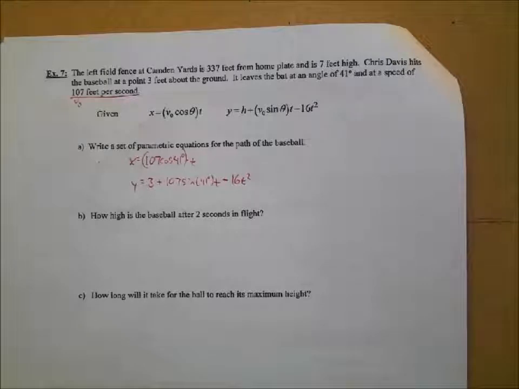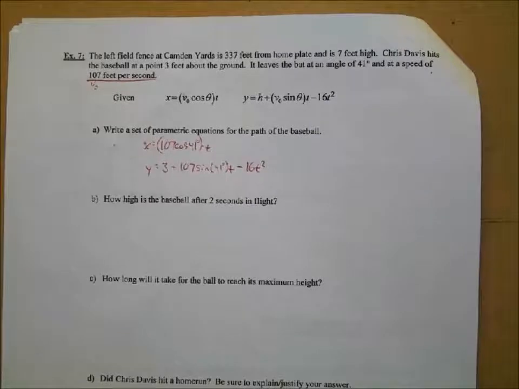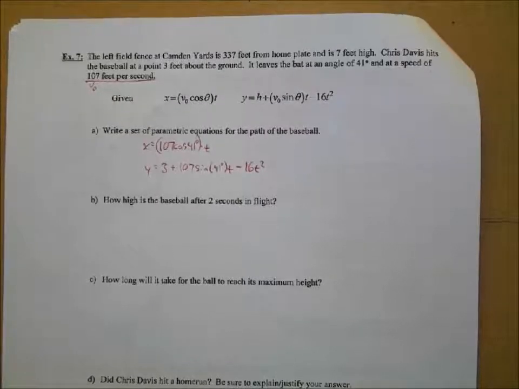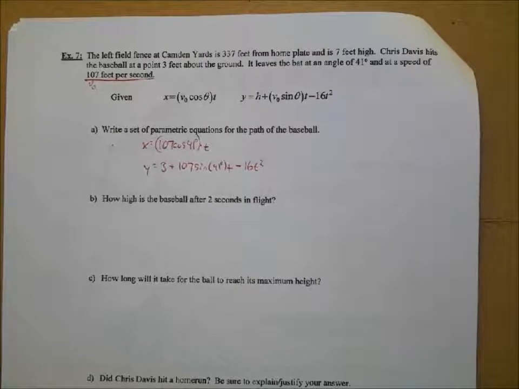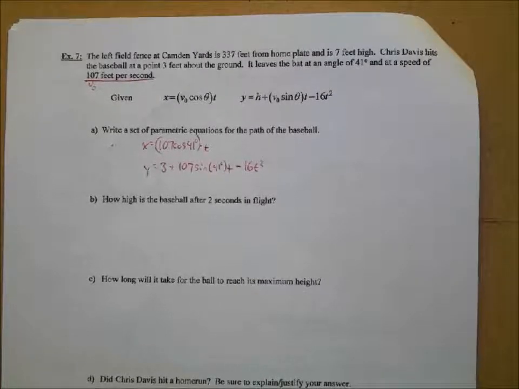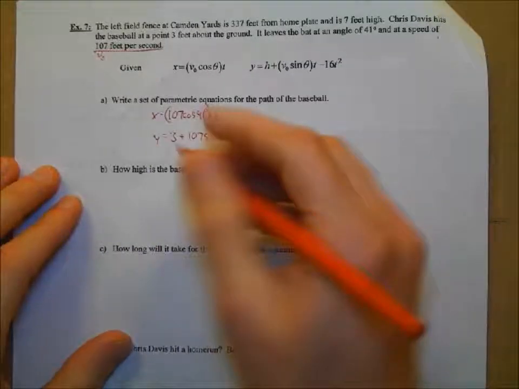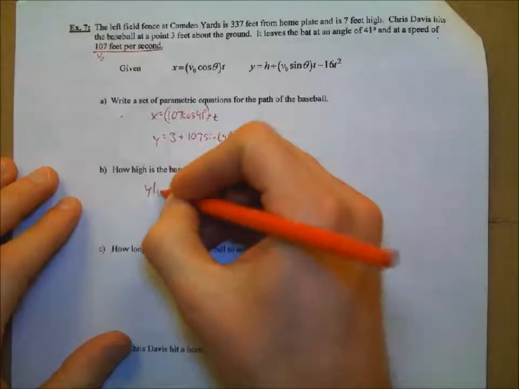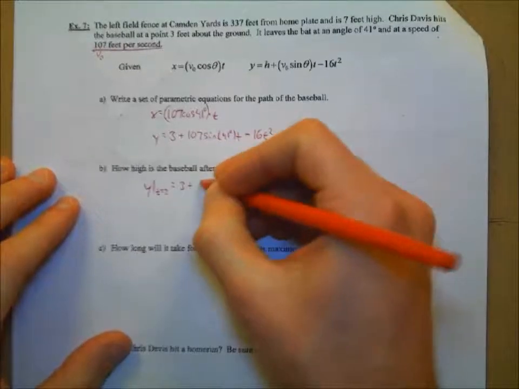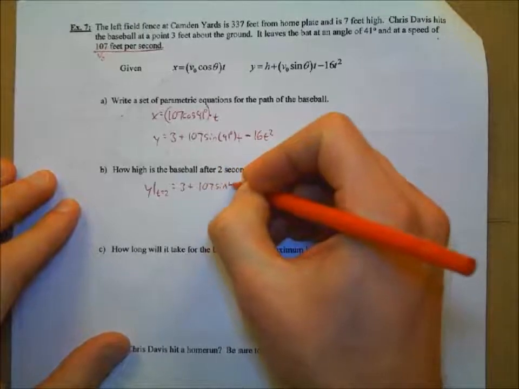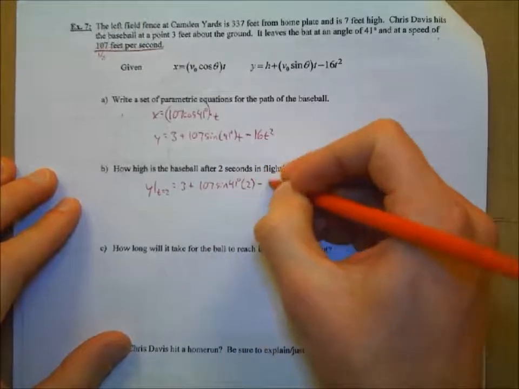Letter B then asks, how high is the baseball after 2 seconds in flight? What should we do with this? How can we figure this out? Plug 2 into the y. Very good. So y is going to describe the height of the baseball. X is going to describe the horizontal distance. Y will describe the vertical height. So we're going to plug 2 in. We'll evaluate y at t equals 2. And so we get 3 plus 107 sine of 41 degrees times 2 minus 16 times 2 squared.